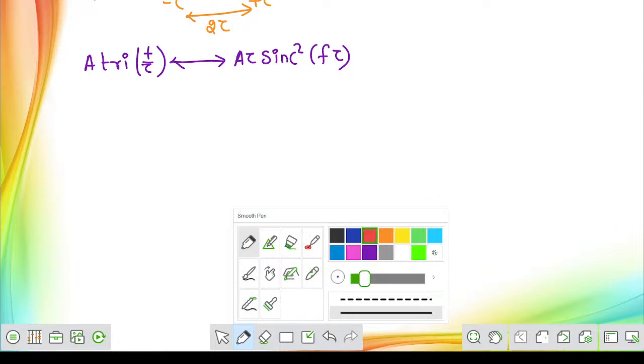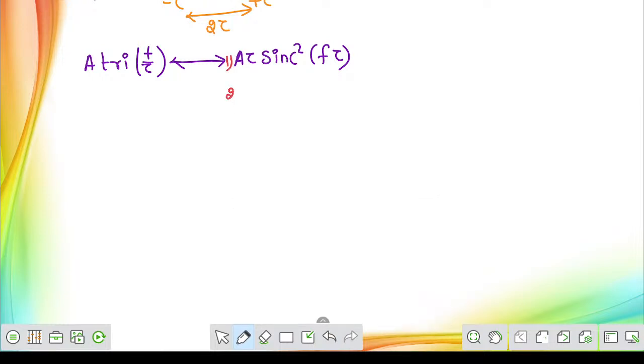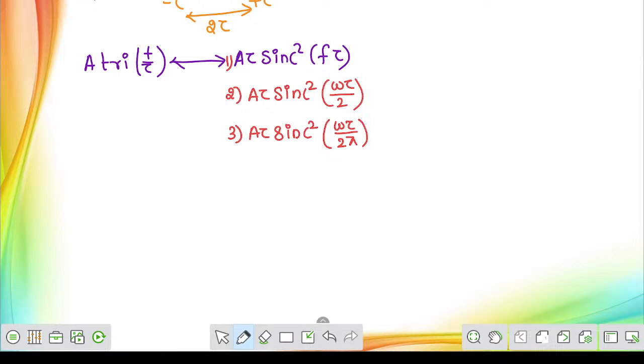The second way of writing this signal is A tau into sinc square of omega tau by 2. That is the second way of writing this signal. And the third one is A tau into sinc square of omega tau by 2 pi. This is how we are defining it, but just to see the normal difference between a rectangular function and a triangular function. After that, practice yourself to transform the signal.